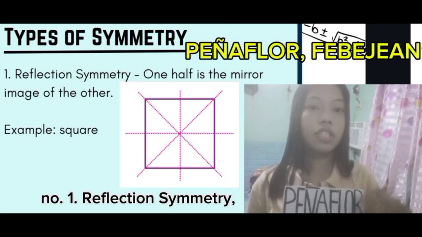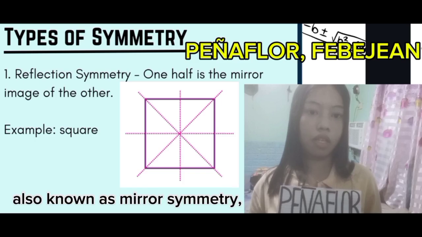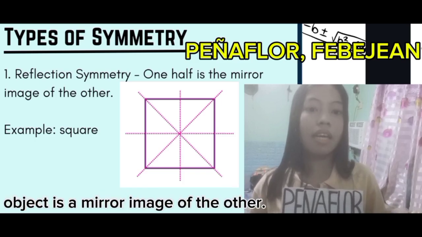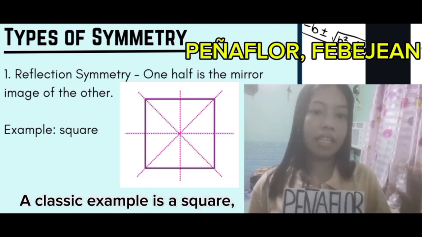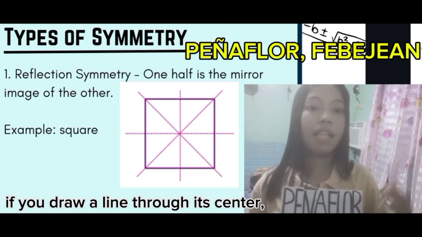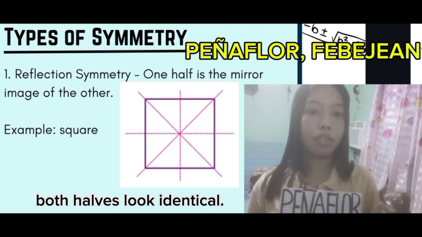Number 1. Reflection symmetry, also known as mirror symmetry. This occurs when one half of an object is a mirror image of the other. A classic example is a square. If you draw a line through its center, both halves look identical.